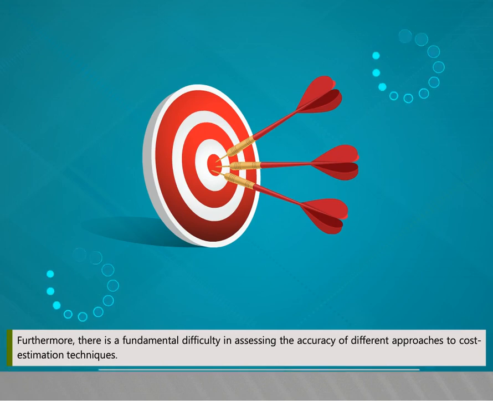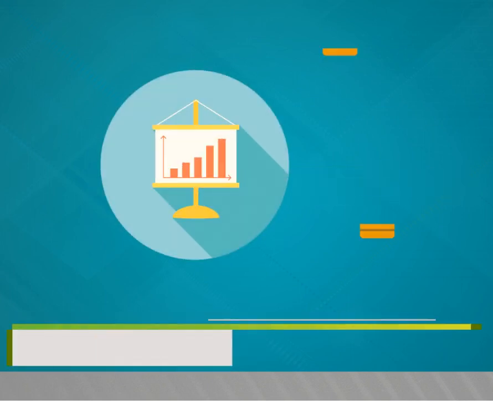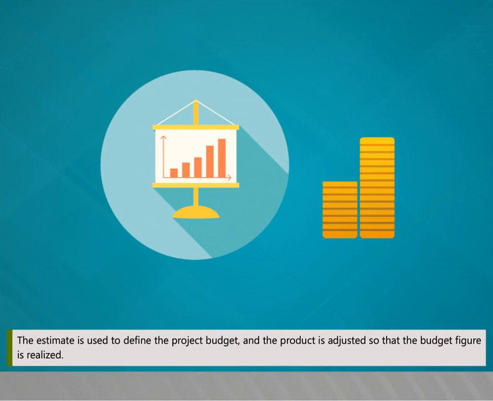Furthermore, there is a fundamental difficulty in assessing the accuracy of different approaches to cost estimation techniques. Project cost estimates are often self-fulfilling. The estimate is used to define the project budget and the product is adjusted so that the budget figure is realized.